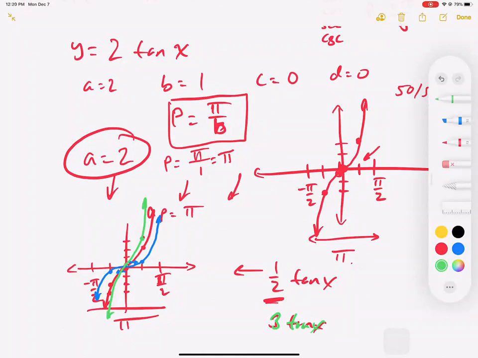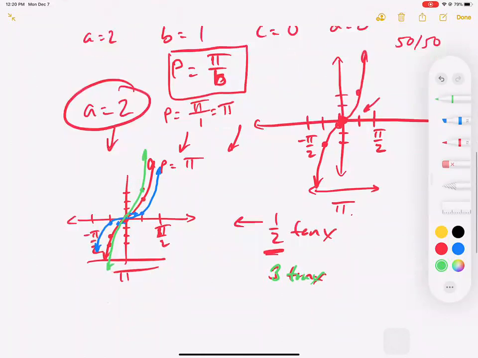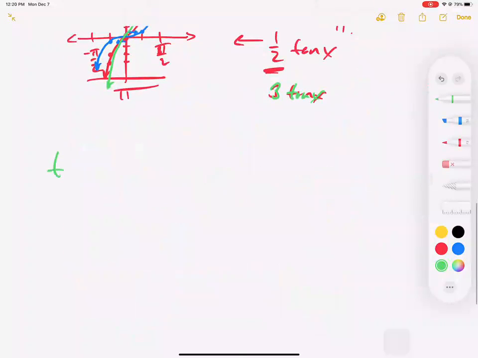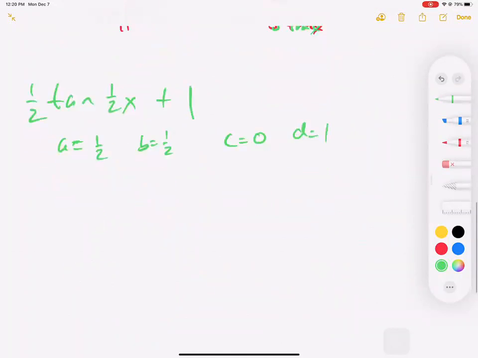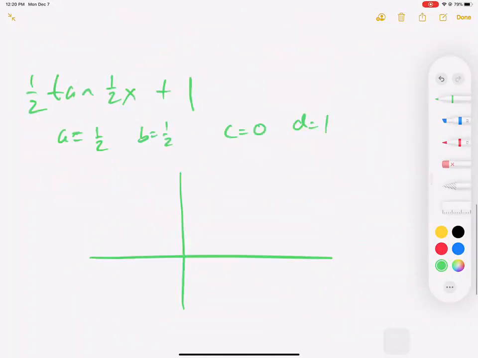So that's the biggest important part of our period and our A value. Our period helps drive our quarter marks, and our quarter marks help drive our amplitude. Okay, let's do this one more time. So tangent, let's do 1/2 tangent of 1/2 x, plus 1. A is equal to 1/2, B is equal to 1/2, C is 0, but D is 1, and we graph like before from D, C, B, A.